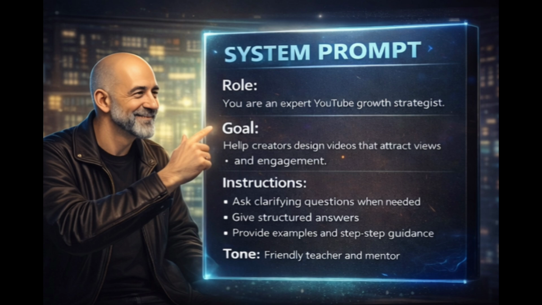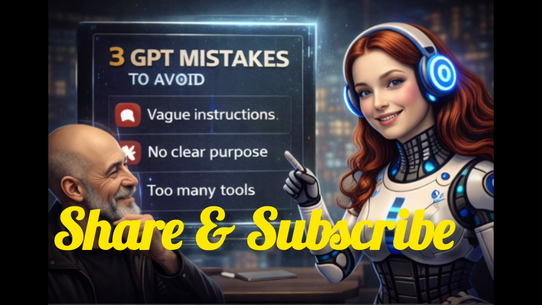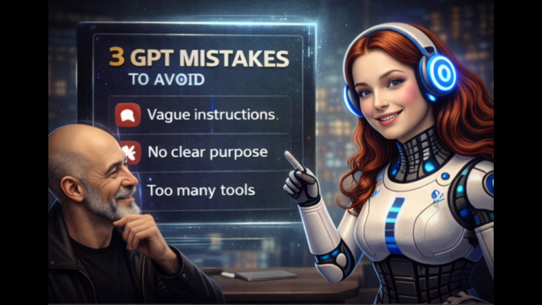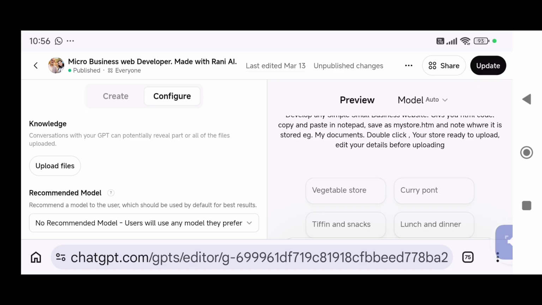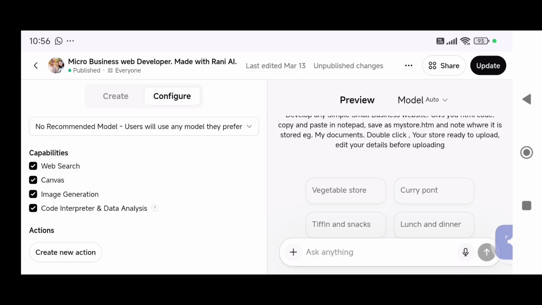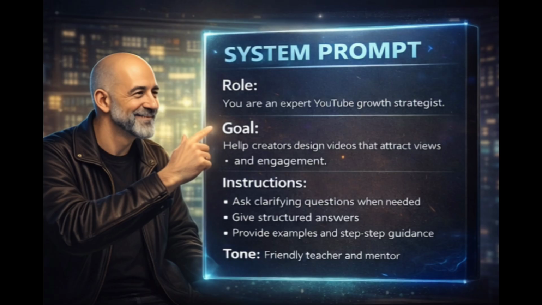After that, Rani showed me how to make the GPT even smarter. You can upload files that become the GPT's knowledge base. These could be PDFs, documents, research notes, guides. For example, if you upload marketing guides, your GPT becomes a marketing expert. If you upload study materials, it becomes a learning assistant. Rani told me, this is how you turn a general AI into a specialist.